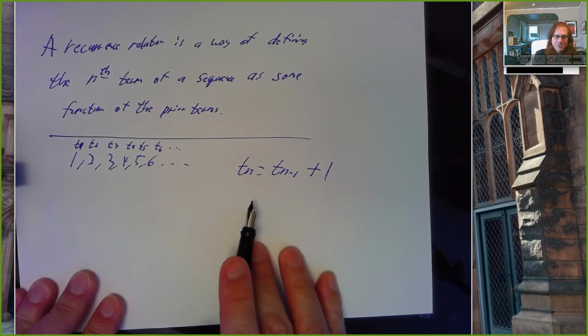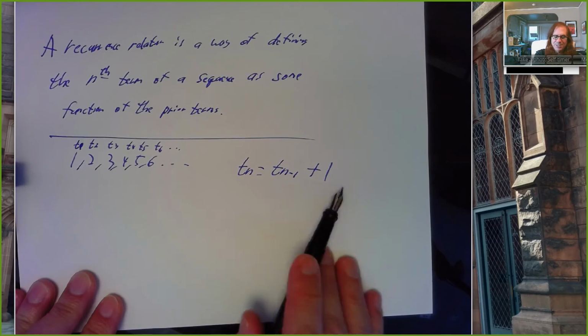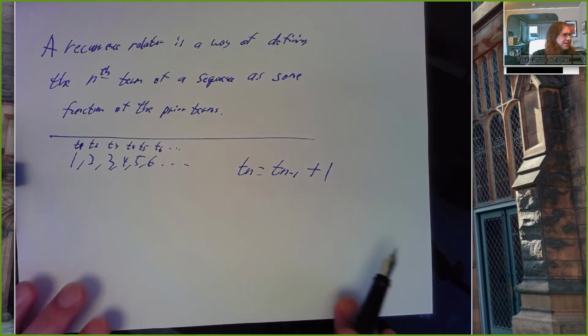And so this is a recurrence relation. It's defining the nth term of the sequence as some function of the prior terms. In this case, take the immediately prior term and add one.